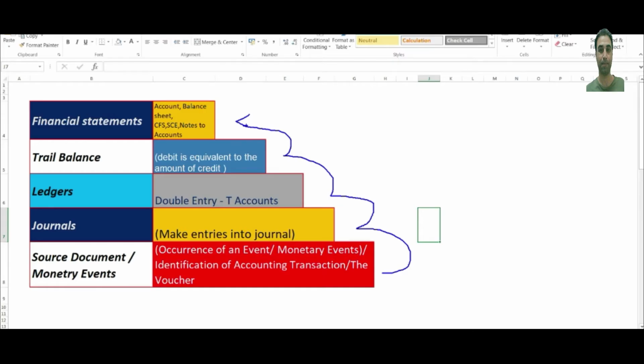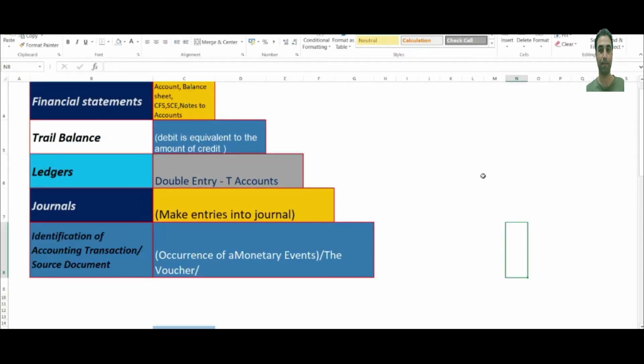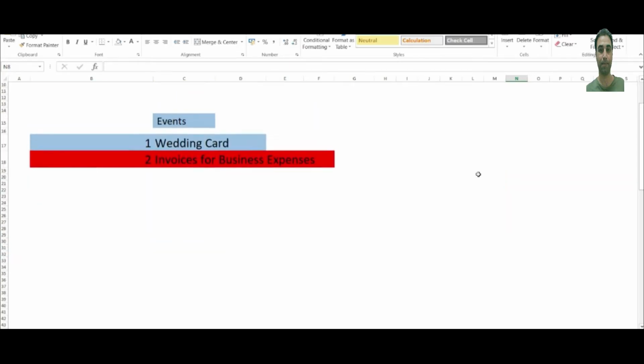So let's start. All right, now let's start with the first step in an accounting transaction. This is the identification of the accounting transaction. First, you have to identify an accounting transaction from an event. So the first thing is it needs to be a monetary event. What is a monetary event? It needs to involve money regarding the business. So let's see with the help of an example.